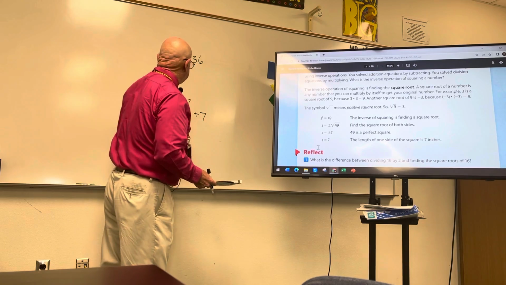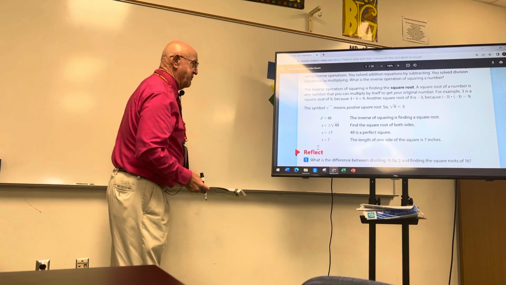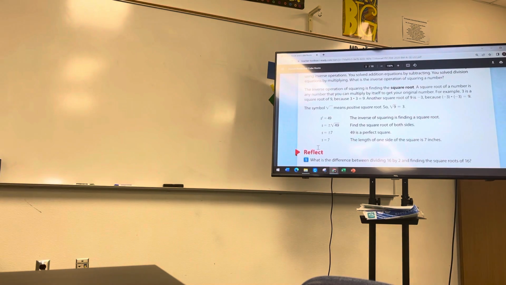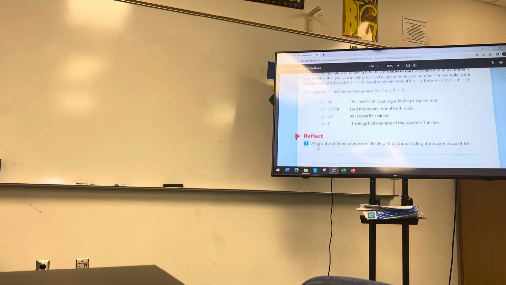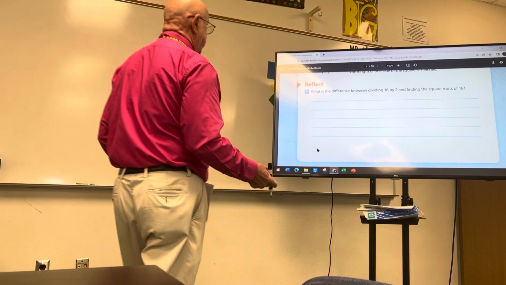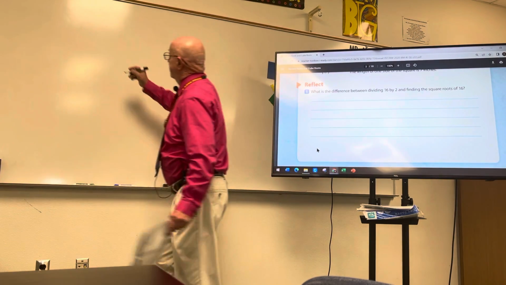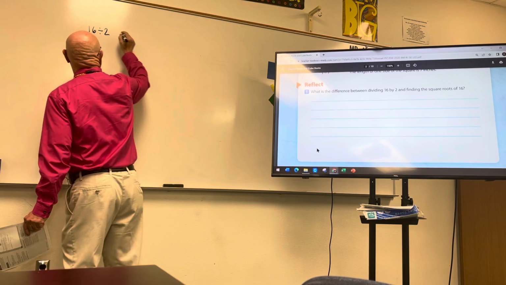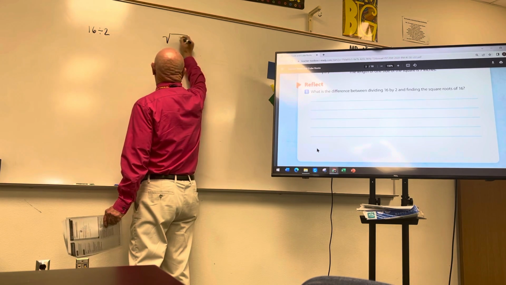So what I want you to do is look back over what we've talked about so far and then use that to answer this reflex question. The reflex question says simply, what is the difference between dividing 16 by 2 and finding the square root? What is the difference between 16 divided by 2 and the square root of 16?